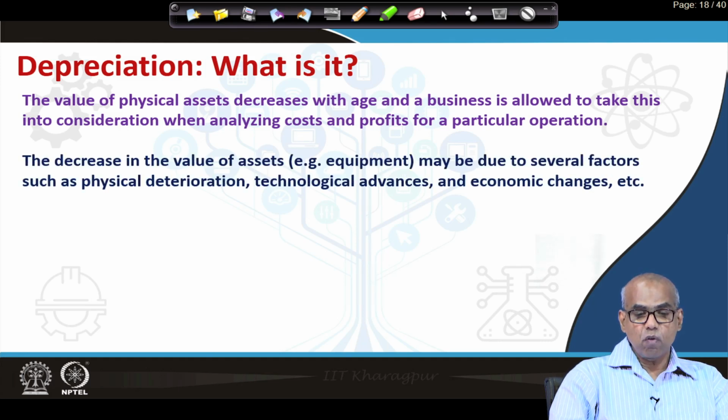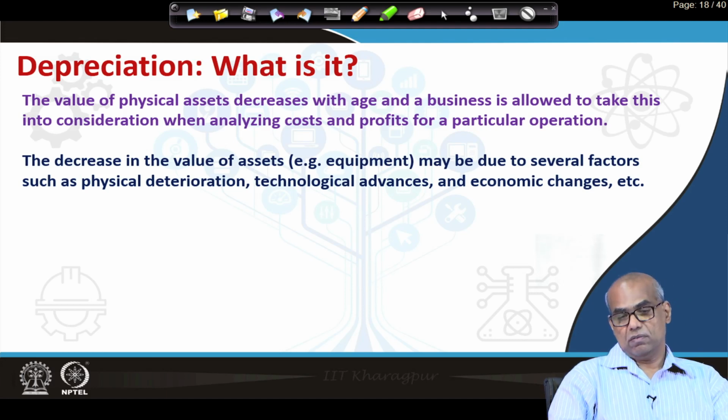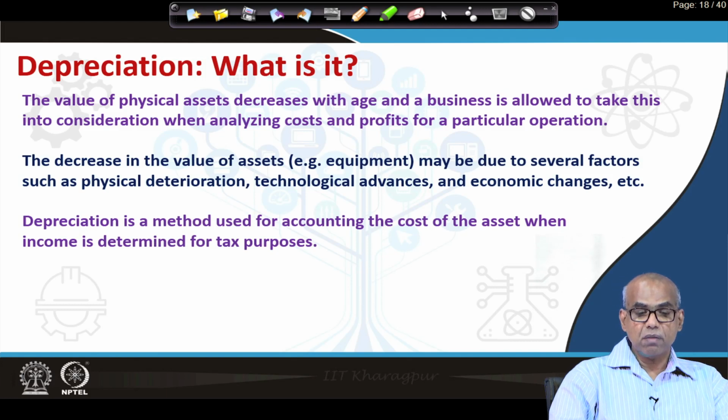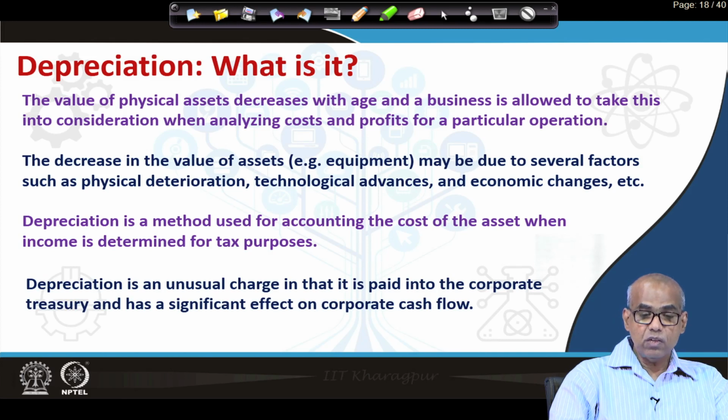The decrease in the value of assets, for example, equipment, may be due to several factors such as physical deterioration, technological advances and economic changes. Depreciation is a method used for accounting the cost of the asset when income is determined for tax purposes. So, it is a tax benefit, it is a tax allowance. Depreciation is an unusual charge in that it is paid into the corporate treasury and has a significant effect on corporate cash flow.